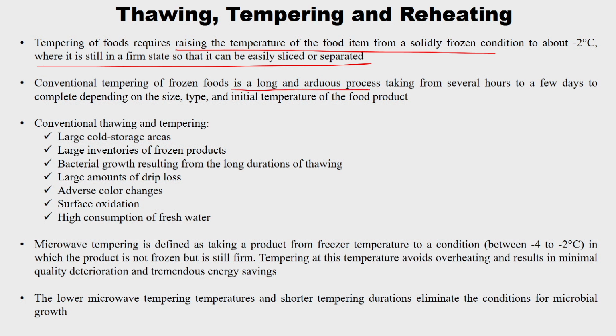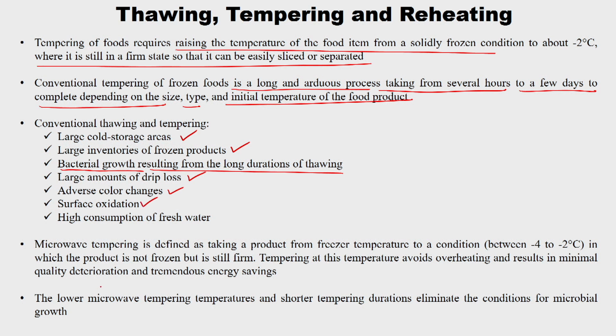Conventionally, thawing is a long and arduous process, taking from several hours to a few days to complete, depending on the size, type and initial temperature of the food product. Conventional thawing and tempering has these disadvantages. One is large cold storage areas, because I need to take it out and keep it for long hours to get the non-firmed product. Large inventories of frozen products, and sometimes bacterial growth results from the long durations of thawing, large amounts of drip loss, adverse color changes, surface oxidation and high consumption of fresh water. Everything happens.